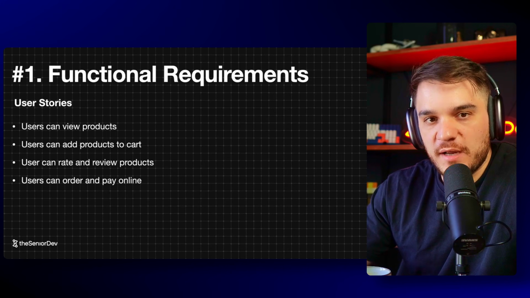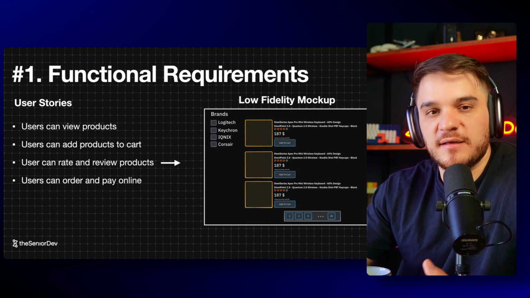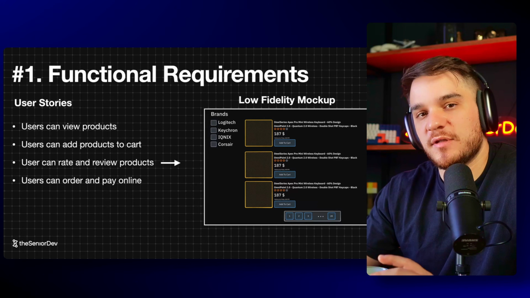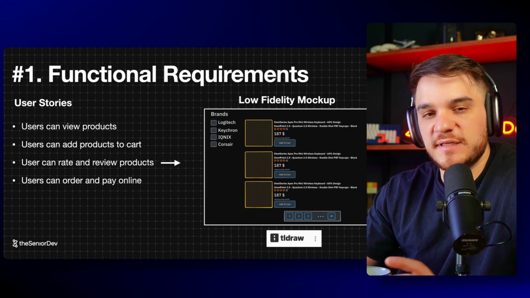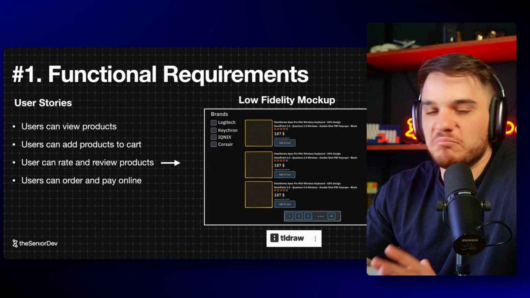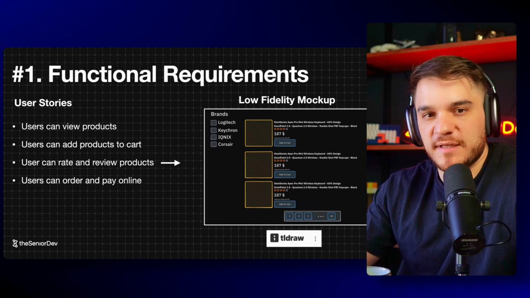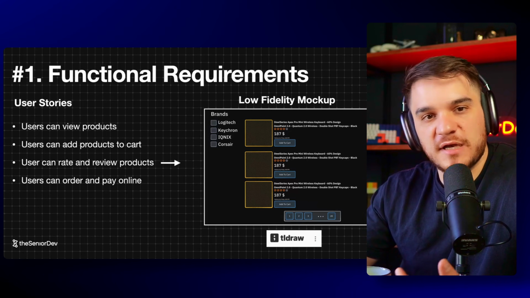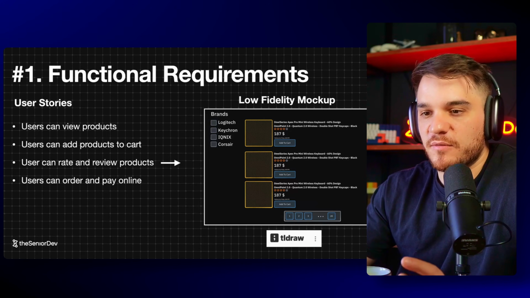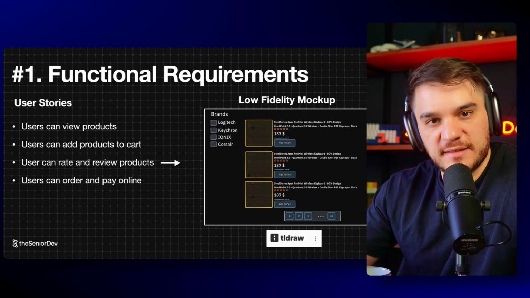So from those requirements, you can extract the first version of the UI, which would be the low fidelity mockup. In some interviews, they will give it to you. In some others, you'll have to be able to sketch it yourself. I use tldraw to build this one. Again, at The Senior Dev, we don't have affiliate links, so I'm just recommending you tools that I use every day and I love. You could also use Miro or Excalidraw, whatever you're most comfortable with, but you should be able to go from user stories to a low fidelity mockup, even if you are not a designer, but a front-end engineer.